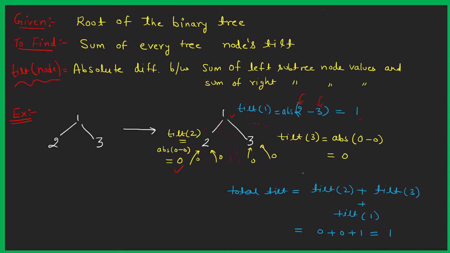Now after we have found the tilt of each and every node of the given tree, we have to return the total sum of these tilts. So we have to add the tilt of 2, the tilt of 3, and the tilt of node 1. It will be 0 plus 0 plus 1. So the total tilt will be 1 for this given tree.